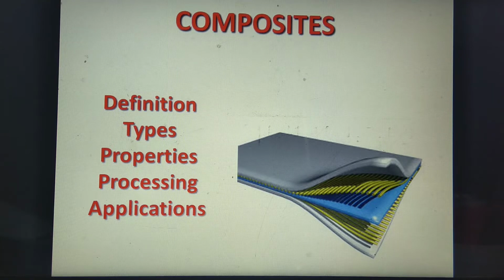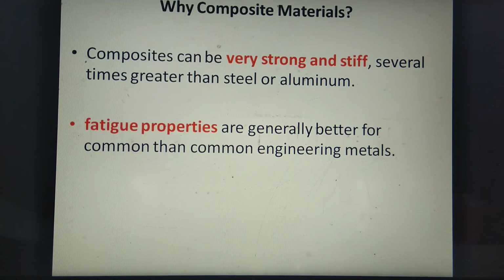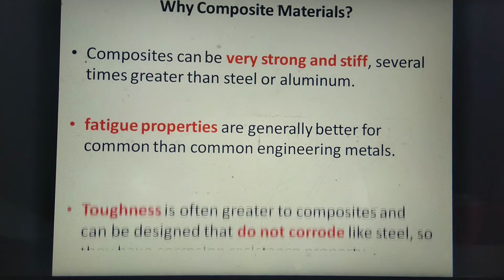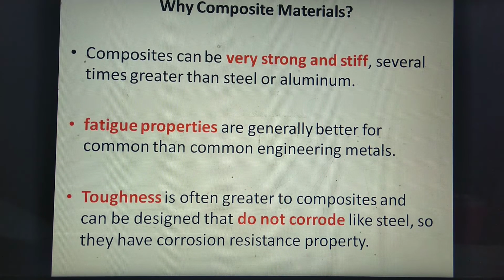That is, the composite is defined with the help of the matrix and fiber. The composites may possess the property of being very strong and stiff. Several times it will be very much greater than that of steel or aluminum. It also has fatigue properties which are generally better than common engineering materials. Toughness is often greater in composites, and they can be designed so that they do not corrode like steel. So they have a high corrosion resistance property also.